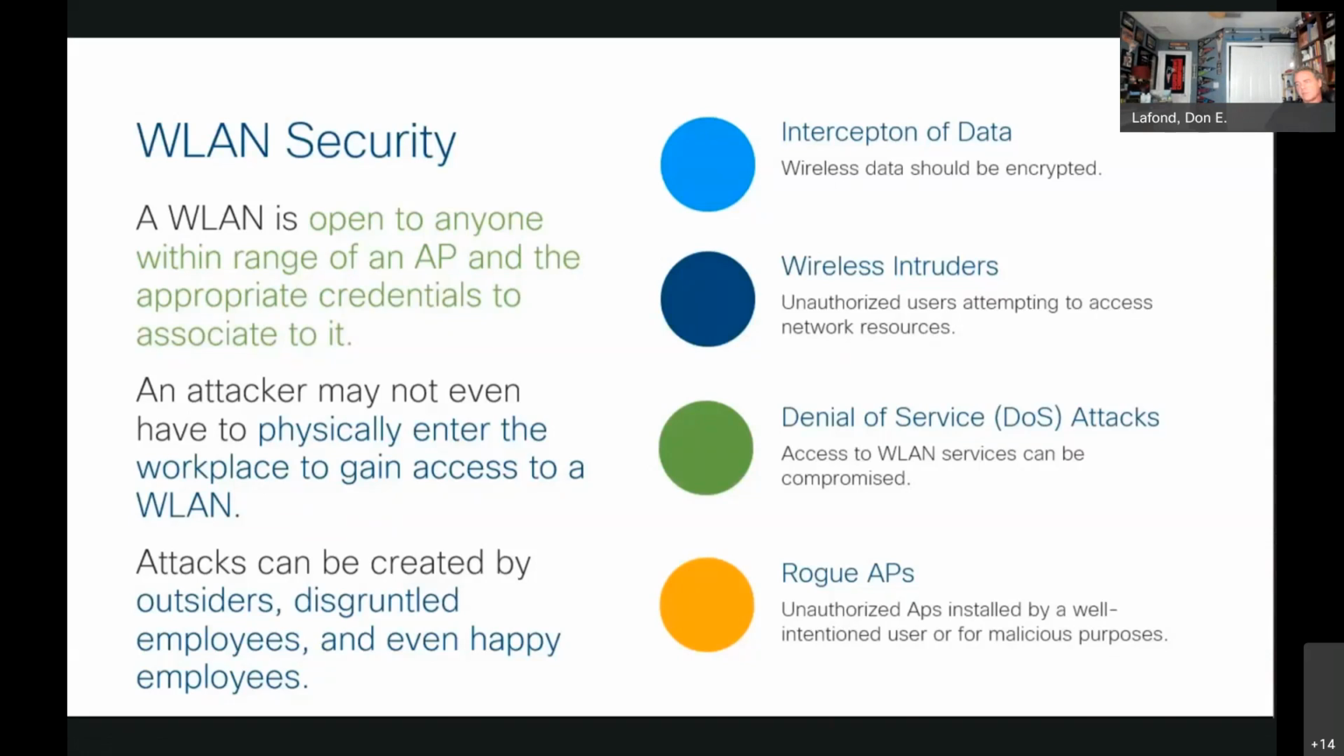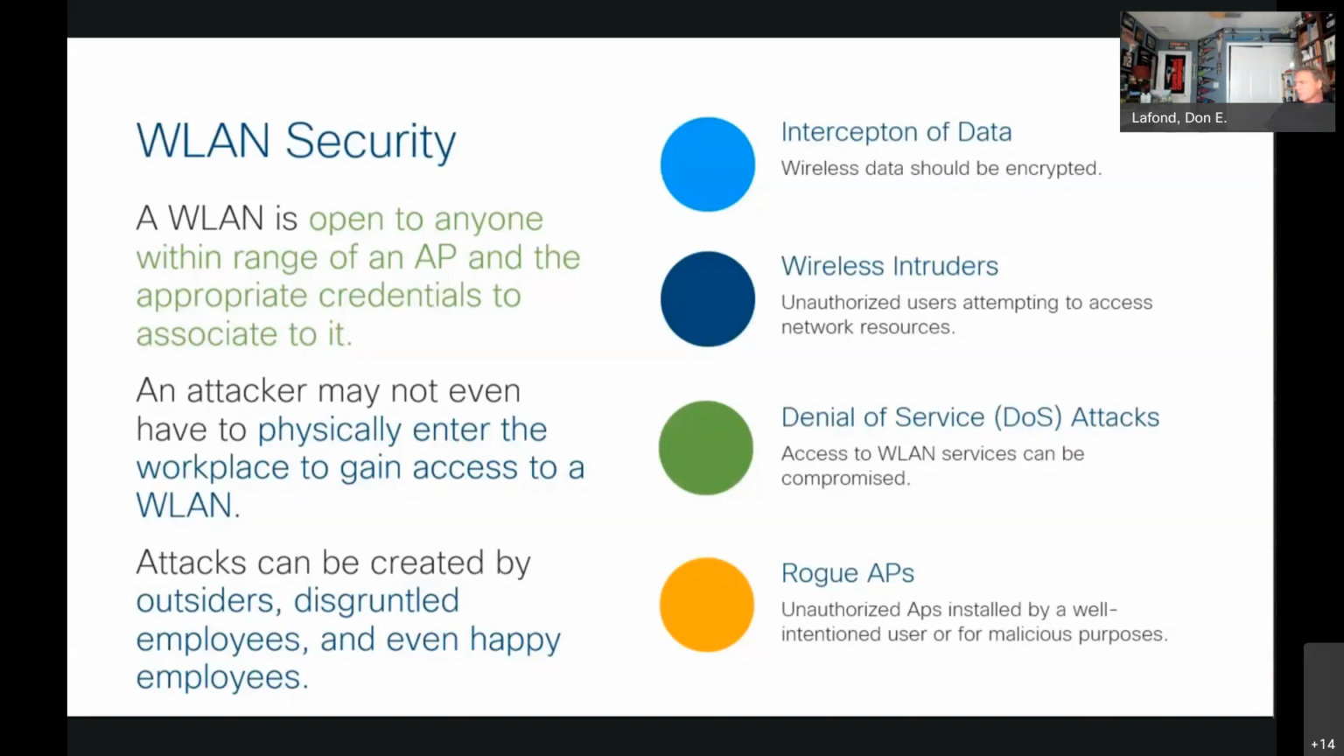There's many different types of wireless attacks that can happen, one of them being interception of data. Your wireless data should be encrypted at all times to prevent it from being read by eavesdroppers, people who shouldn't have access to that data. Wireless intruders are unauthorized users that are attempting to access network resources. And you know what? They can be deterred by using authentication.